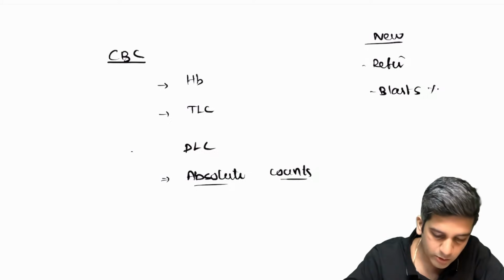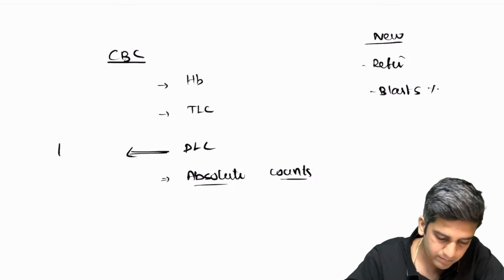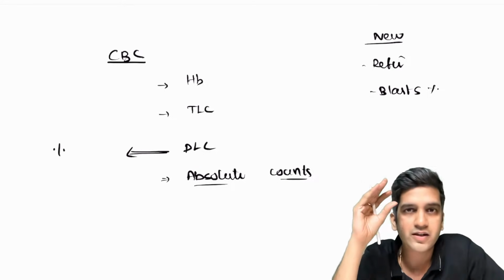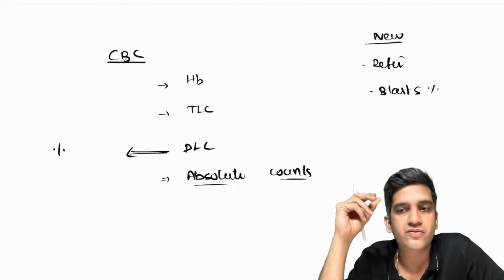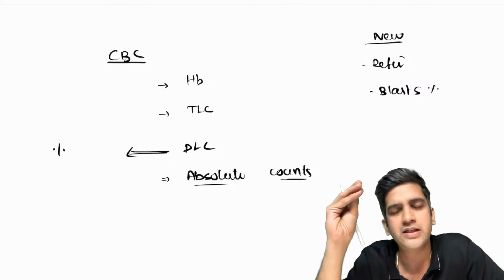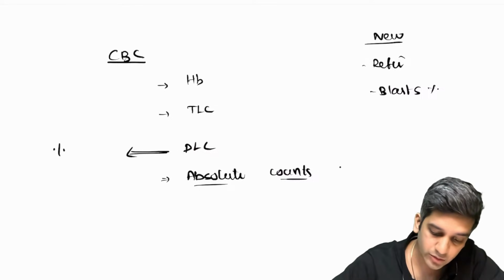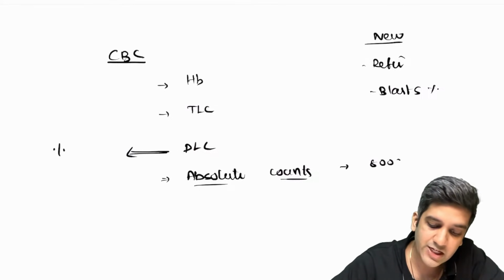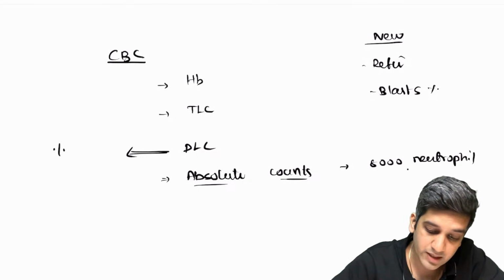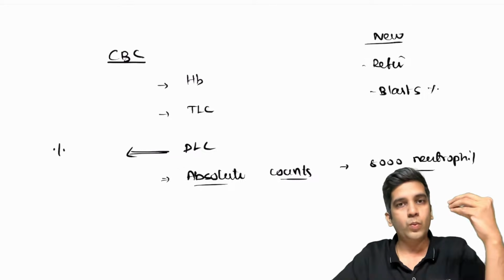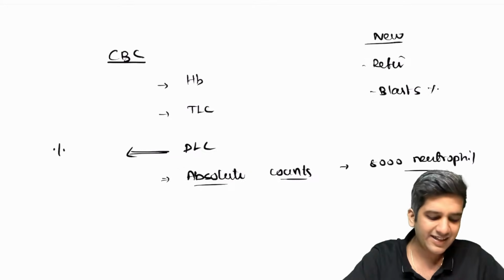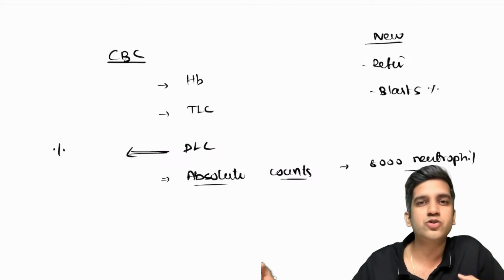See, generally, the differential count is the percentage of whatever is there in the total leukocytes. Let's say, for example, 10,000 WBC is there, 80% neutrophils. That's how generally the DLC will be given, right? Absolute count says that, okay, there are 8,000 neutrophils. This is very, very important, especially in cases where you have cytopenia. I'll give you an example of why it's important in cytopenia. In a normal routine case, absolute count does not make much sense.